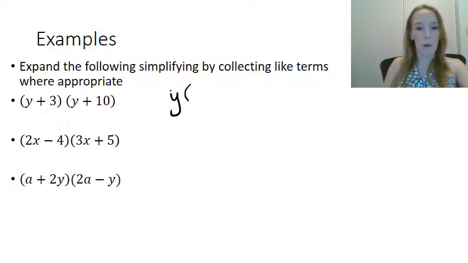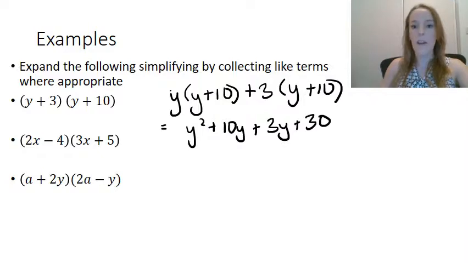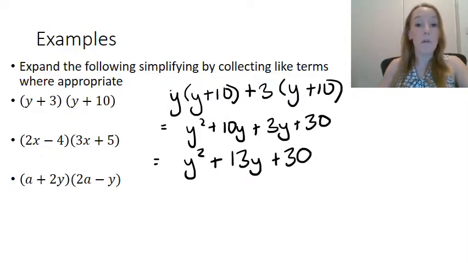So I've got (y plus 10)(y plus 3), which is y(y plus 10) plus 3(y plus 10). So that leaves me with y squared plus 10y plus 3y plus 30, and from there I can collect like terms. So y squared stays the same, 10y plus 3y will leave me with 13y plus 30. And that would be my answer there. So I could just leave it there. I'm going to clear this so I've got a bit more space, and I'll do the next few examples.